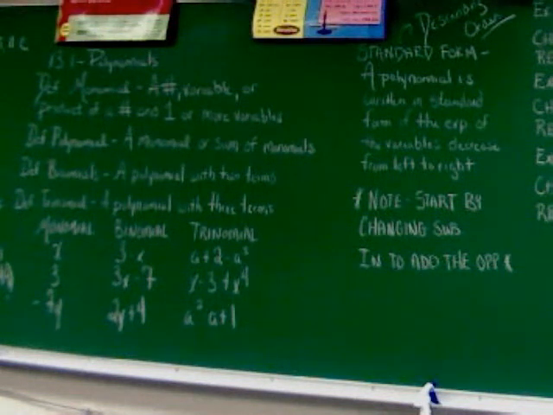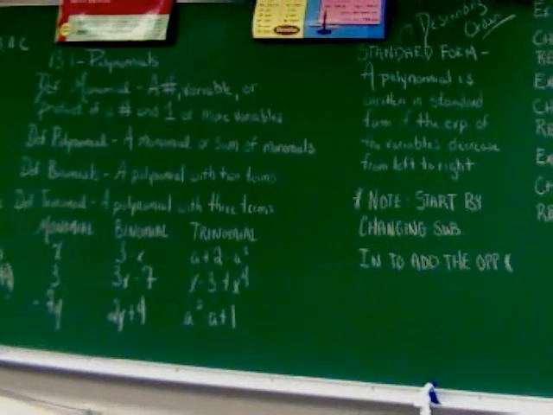Definition. A polynomial is written in standard form if the exponents of the variables decrease from left to right. So all they're telling you to do there is you write the thing with the biggest exponent first, then the next biggest exponent, then the next biggest exponent, and then the smallest exponent. Basically, I'm telling you to put things in order from greatest to least in terms of the exponent.